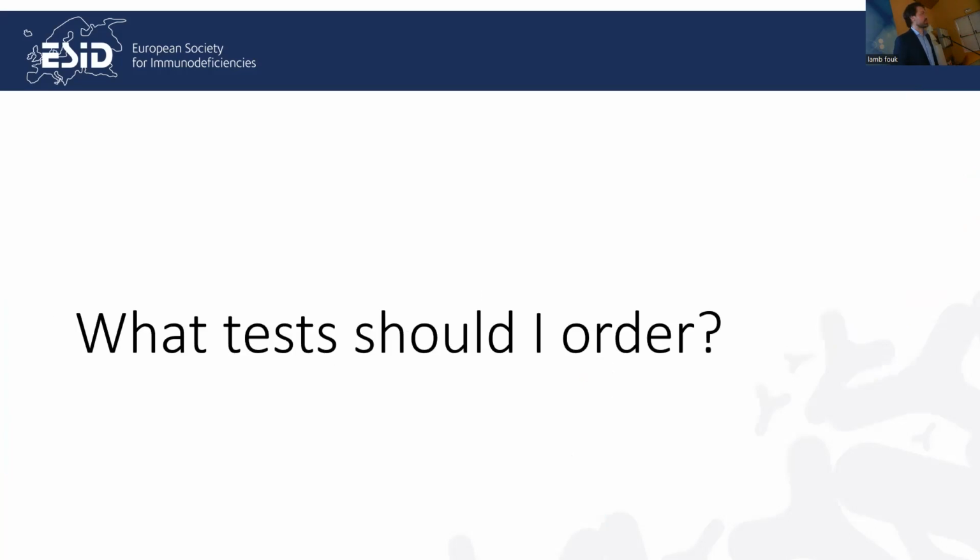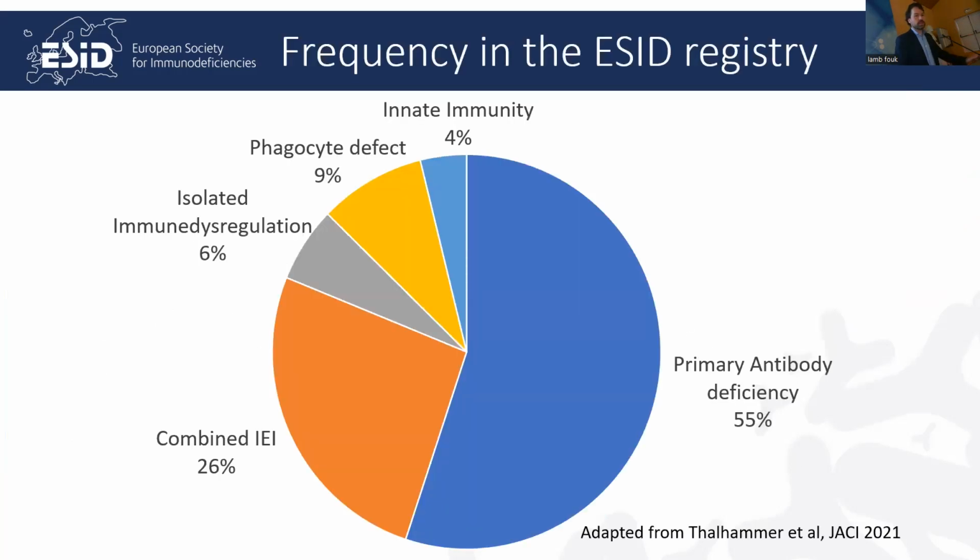So what test should I order? This has been long debated, but I think that we need to start and look at the registry. In the registry, what types of defects are there and which ones are the most frequent, because you want to rule them out first. You want to rule out the most frequent and the most severe.